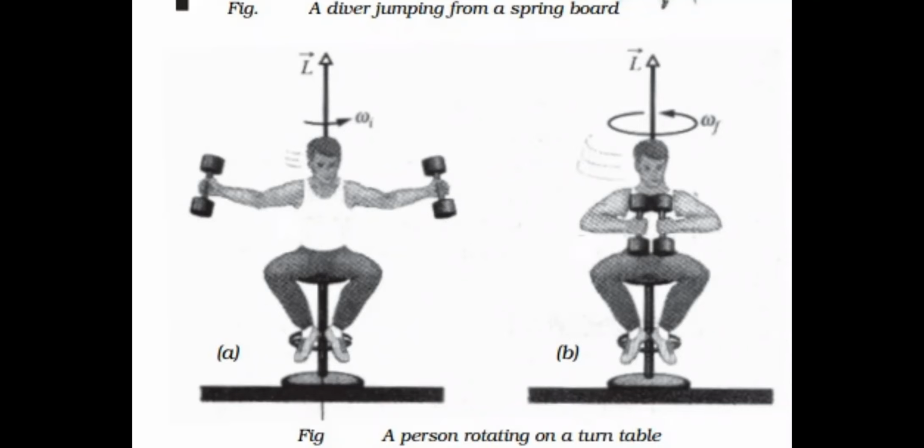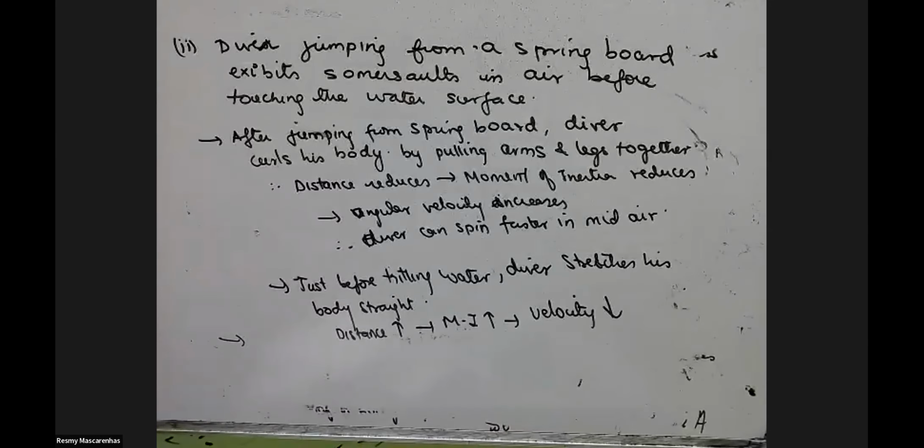And if he wants to spin faster, he will bring those weights together, close to the body. So the distance from the center of mass will reduce, and then moment of inertia will also reduce. If that is reducing, angular velocity is increasing, so he can spin faster. This is the third application.